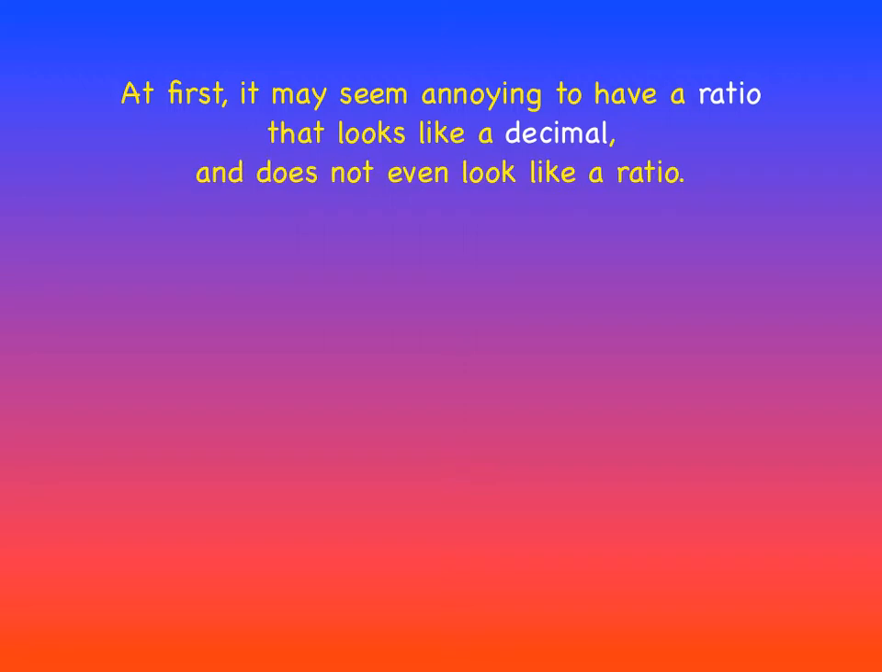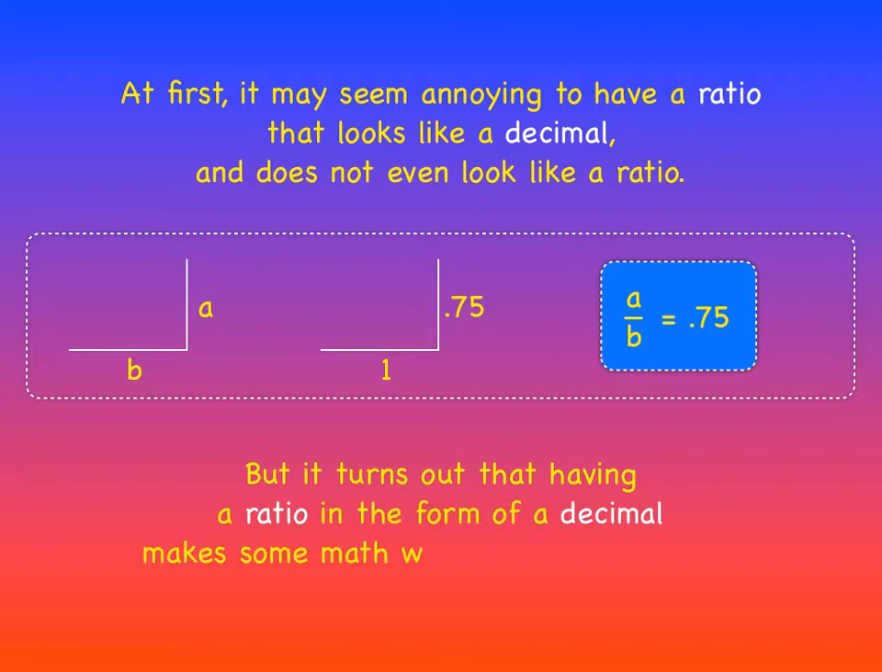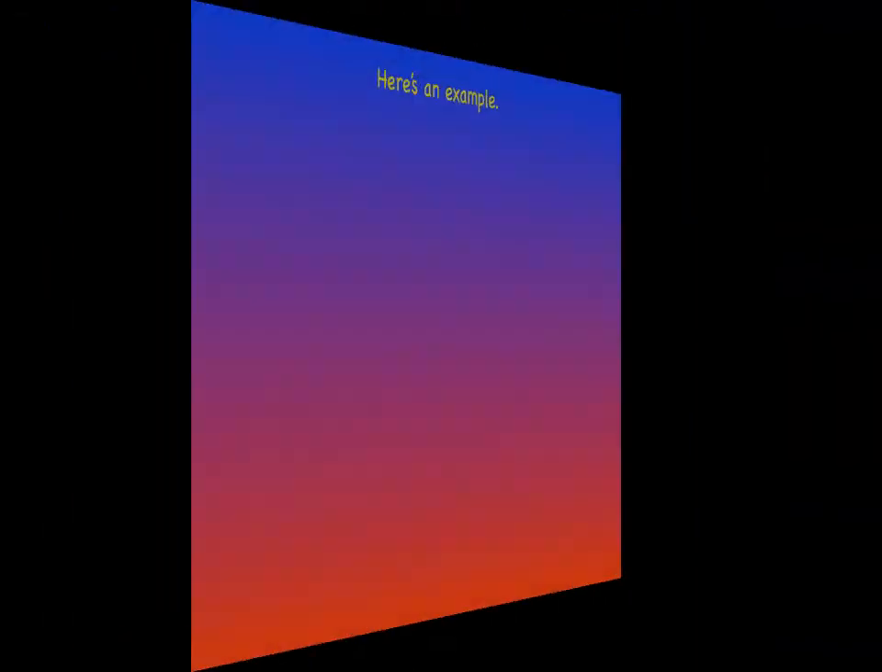At first, it may seem annoying to have a ratio that looks like a decimal and does not even look like a ratio, like this one. The ratio of A to B is 0.75. But it turns out that having a ratio in the form of a decimal makes some math work much easier to do. Here's an example.